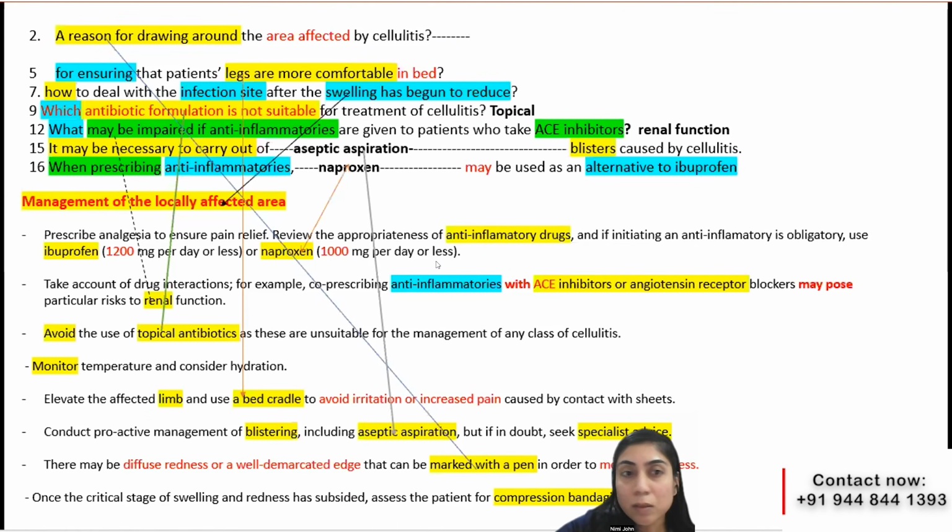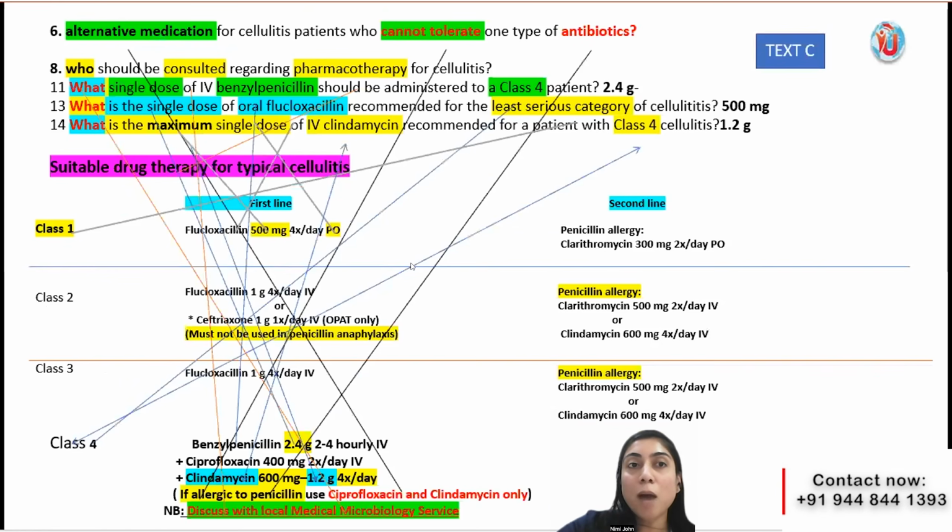Yes, see here, it says conduct proactive management of blistering, including aseptic aspiration. But if in doubt, seek specialist advice. So here, for blistering, use aseptic technique, and if you have doubt, seek specialist advice. But our question is about pharmacotherapy. Pharmacotherapy falls under the drug therapy for typical and atypical in text C. Did you clear the answer?